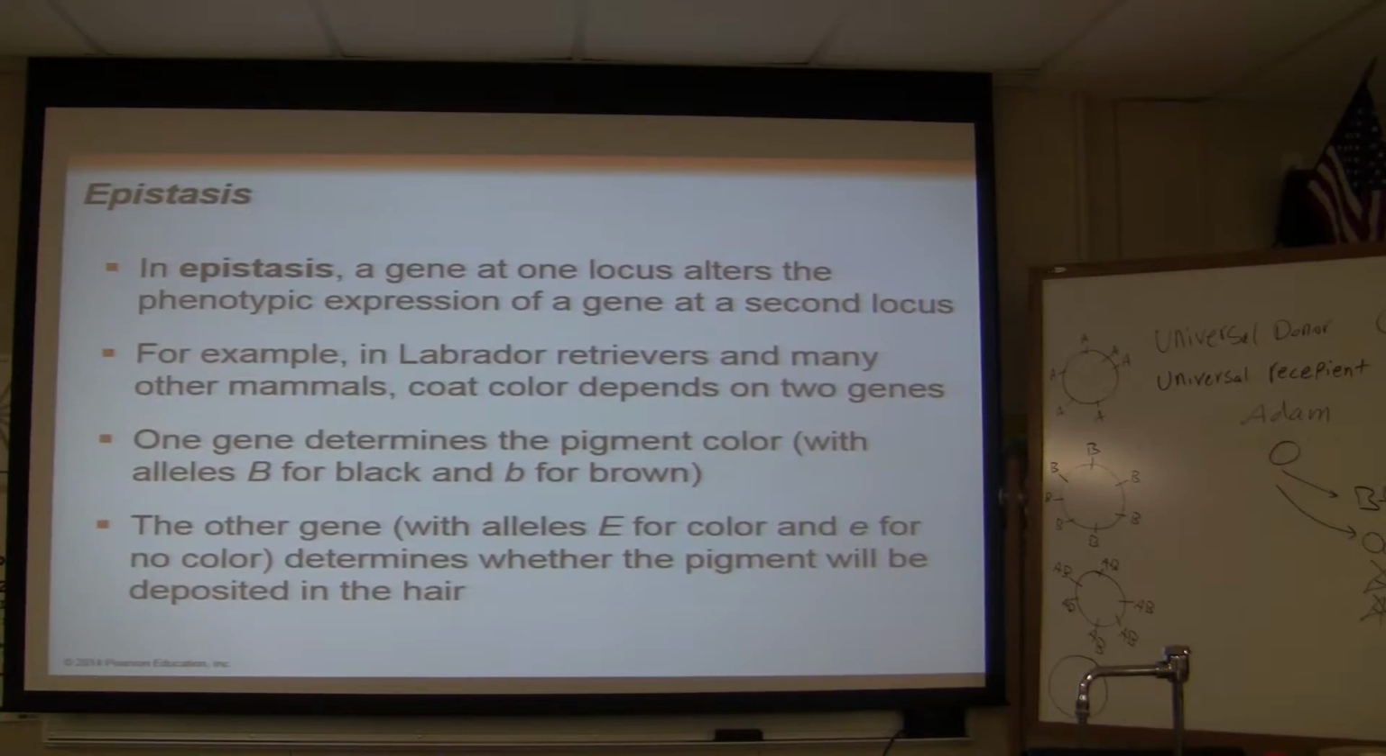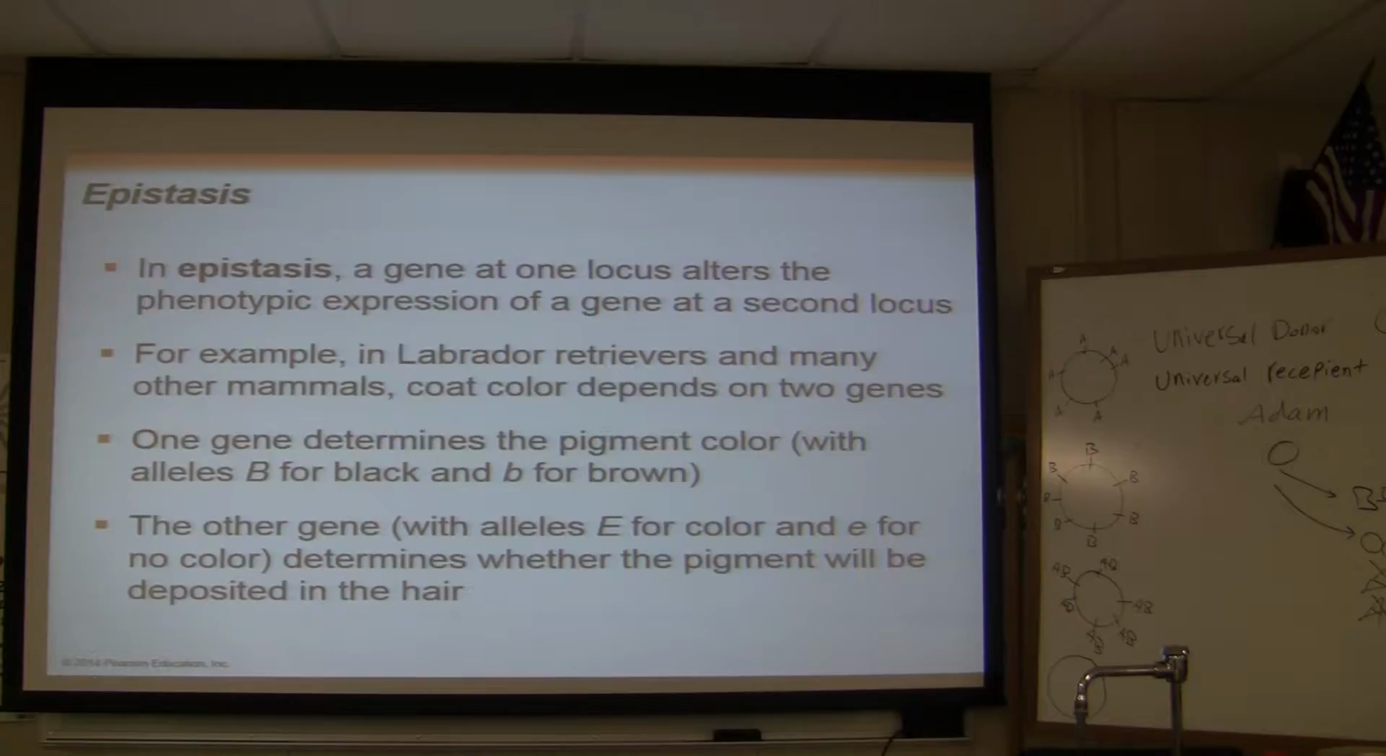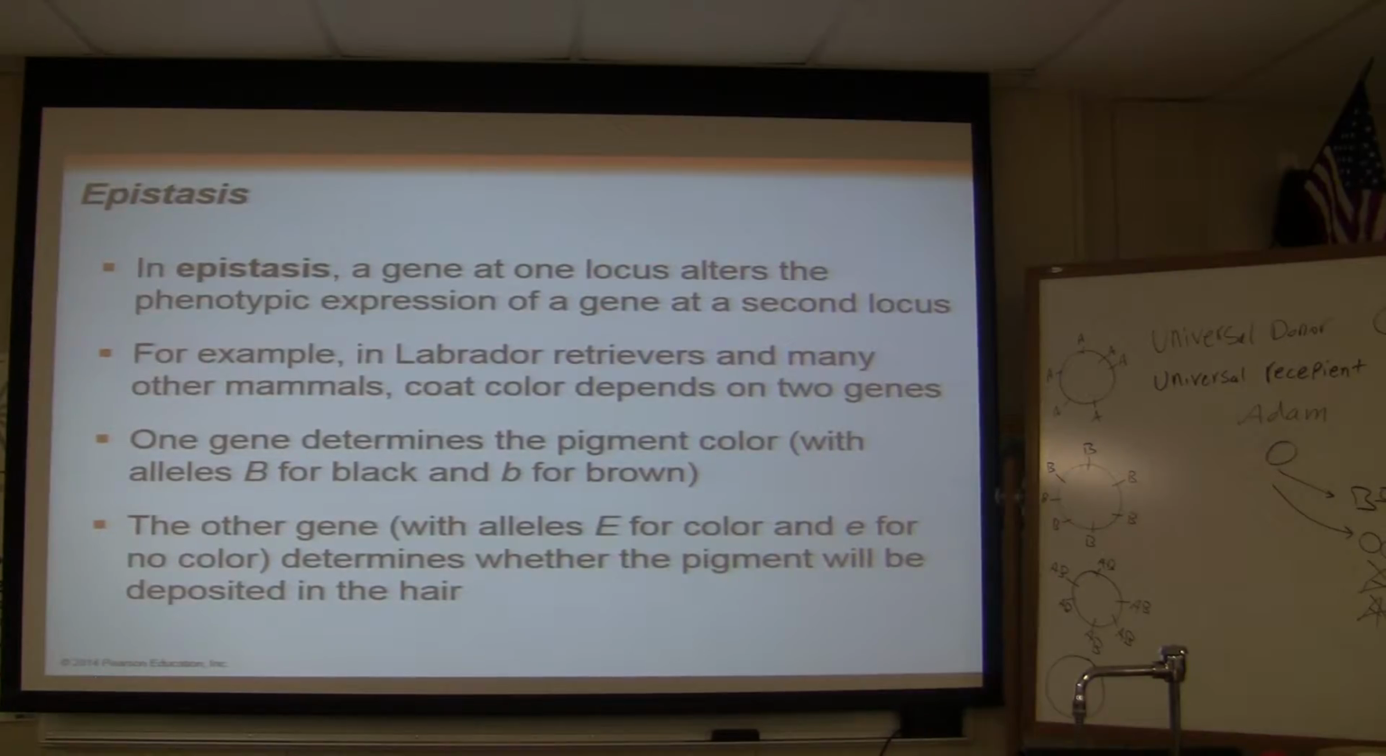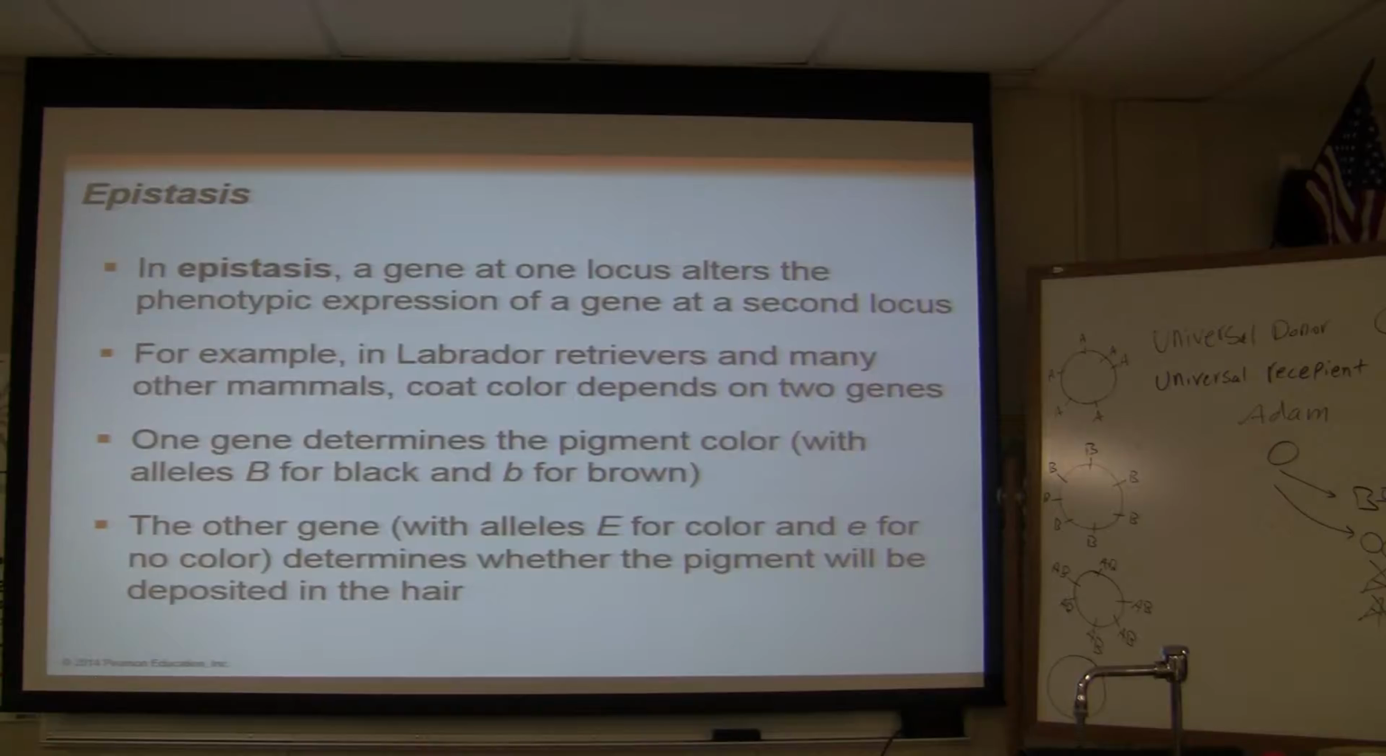In epistasis, a gene at one locus, locus means what, guys? Do you guys know what locus means? The location on the chromosome. Location of a gene on a chromosome. Very good. Location of a gene on a chromosome is called locus. It alters the phenotypic expression of a gene at the second locus.